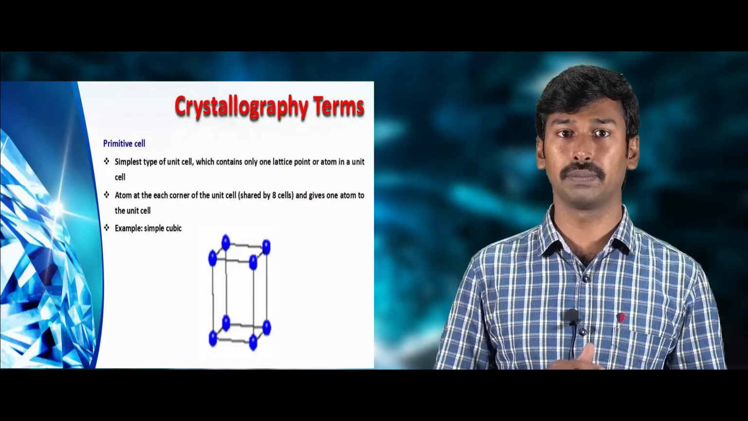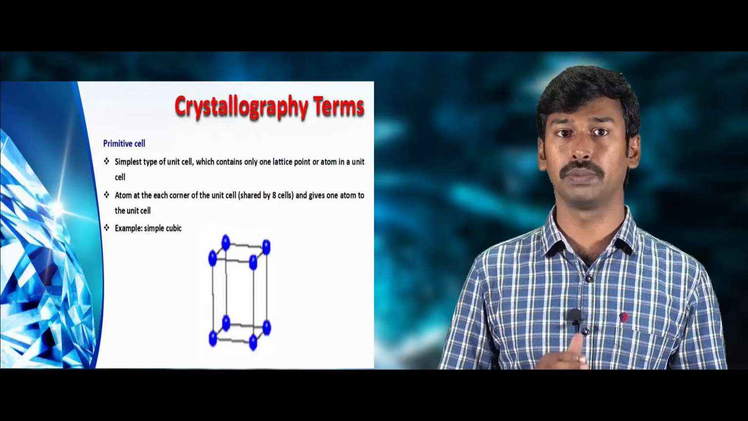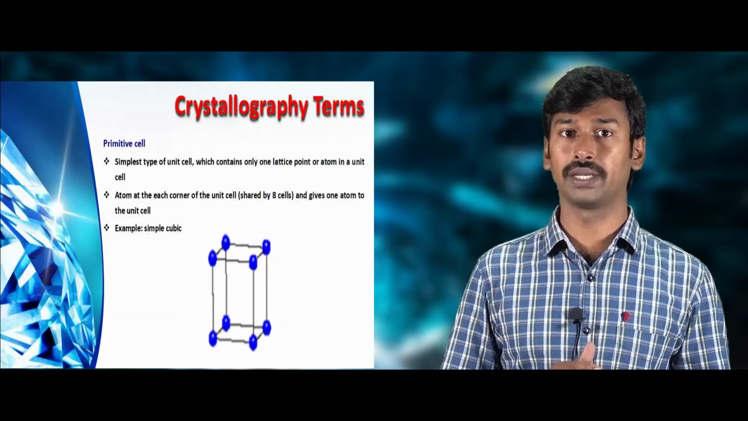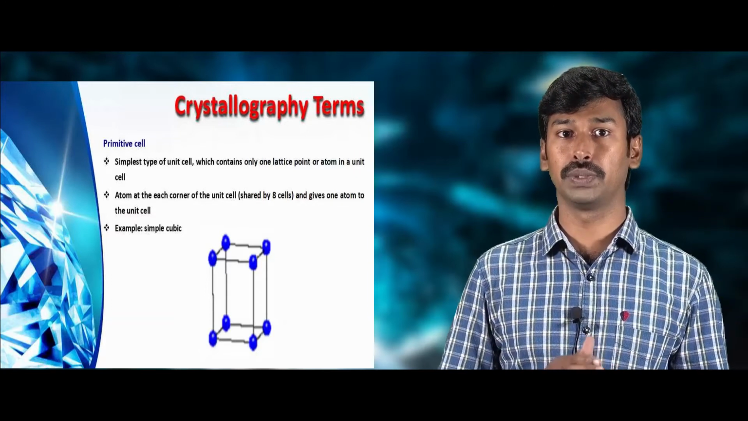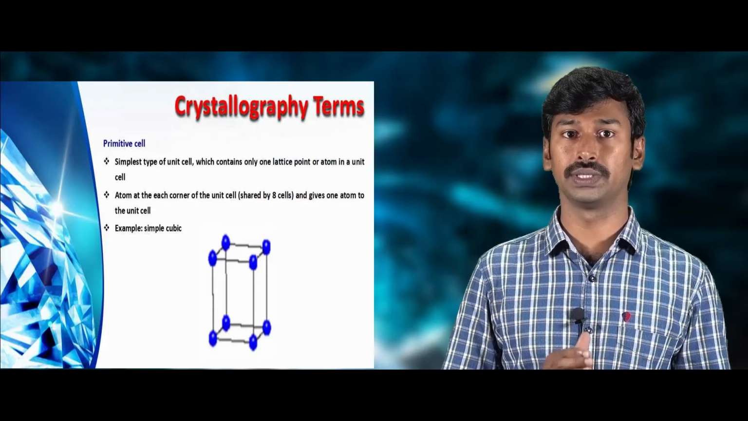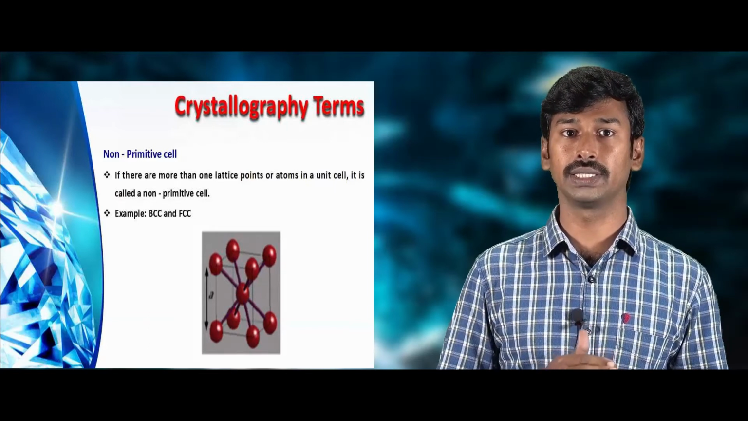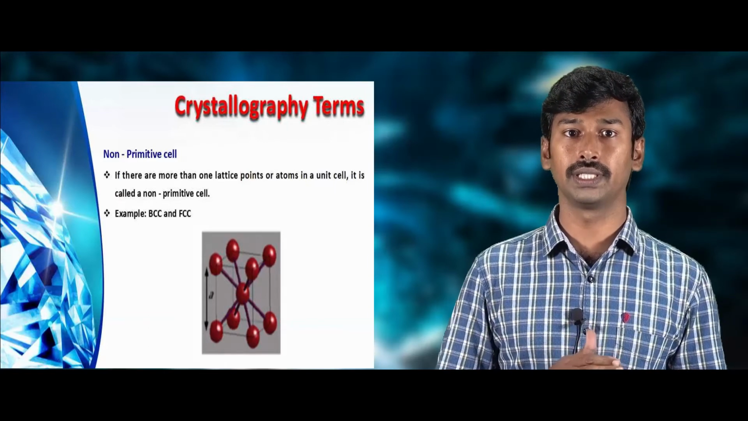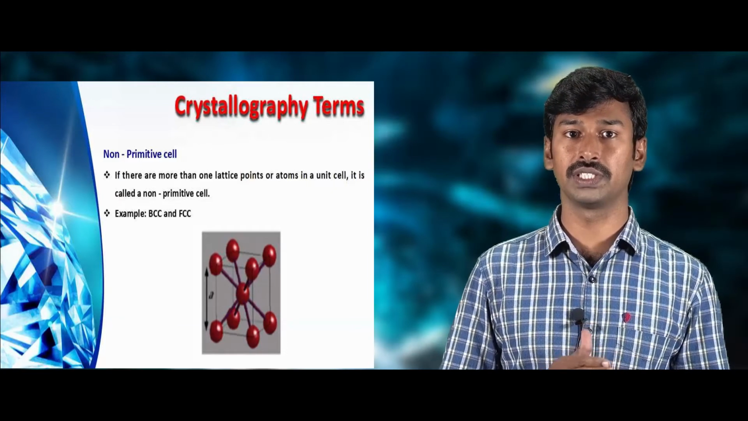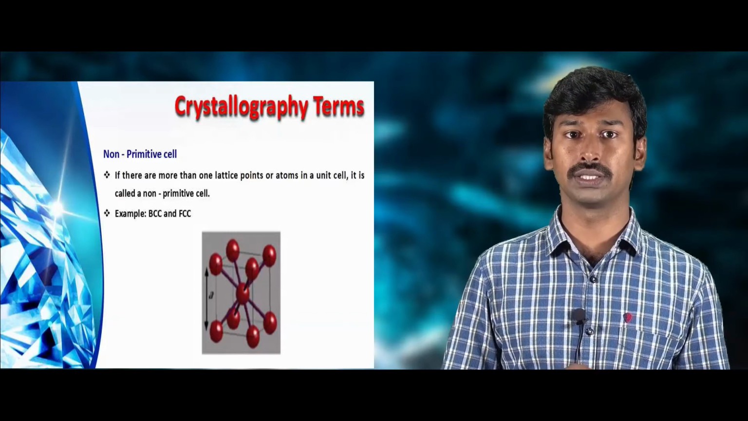Primitive cells. The simplest type of unit cell, which contains only one atom in the unit cell, is called a primitive cell. Each atom is located at the corner of the unit cell, which is shared by 8 cells. Example, simple cube. The figure shows the schematic representation of atomic arrangement in the unit cell. Non-primitive cells. If a unit cell contains more than one atom, then it is called a non-primitive unit cell. Example, BCC, FCC. BCC means body center cubic system, FCC is face center cubic system. The figure shows the schematic representation of body center cubic system.